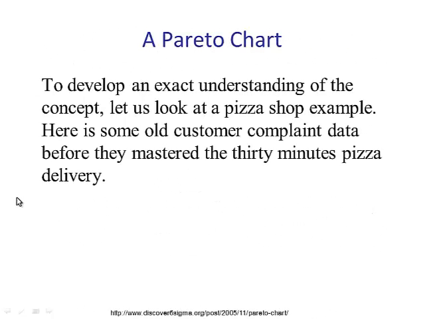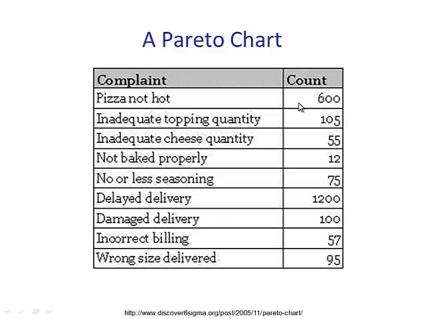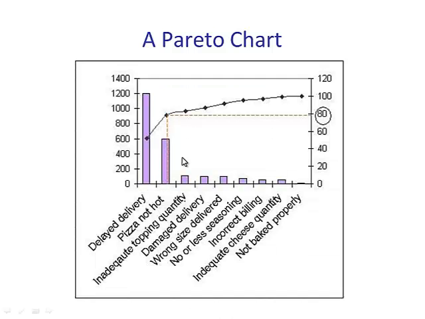So let's look at an example of a Pareto chart using data from a pizza shop. So here's some old customer complaints before they mastered the 30-minute pizza delivery. So they had 600 complaints, pizza was not hot, inadequate topping, quantity is 105, and we have all these different complaints. So the first thing that we want to do is we would want to construct a Pareto chart for this data and solve those problems first. The data has been summarized where you can see that the 20% is causing 80% of the complaints. So delayed delivery and pizza not hot are really what we need to focus on.